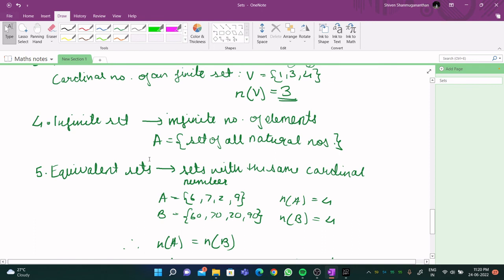Then we have infinite sets. Infinite sets are basically sets with an infinite number of elements. If you keep counting, there will always be more. I hope you got that.